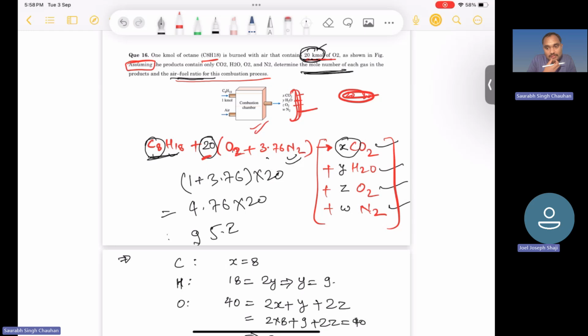I just want to know how that air composition came, that O2 plus 3.76 into N2. See, this is the standard composition of air. You must have studied it in your high school textbook. There are 20% oxygen and 80% nitrogen, something like that you might have studied. Yes, I studied that. From there it comes.